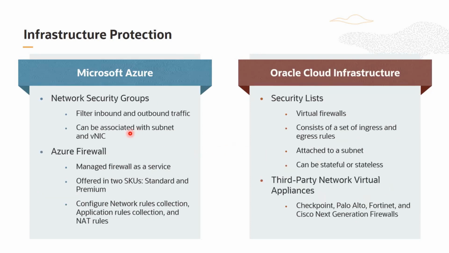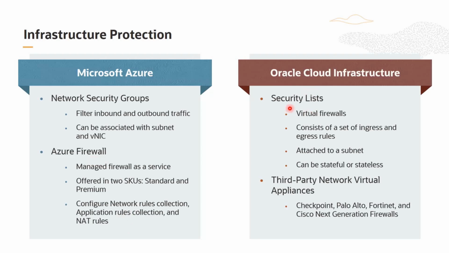Now, when it comes to virtual network security, Azure has network security groups that can be associated with subnet or VNIC, and it basically helps in filtering inbound and outbound traffic. Azure also offers a managed firewall offering known as Azure Firewall, using which you can configure network and application rule collections as well as define NAT rules.